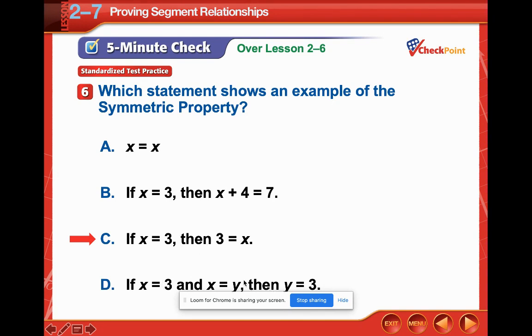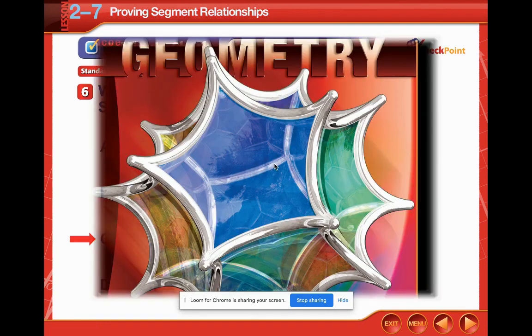I don't know if you guys could notice this. This would be D. D is transitive, okay? And also, I don't know if you guys noticed, but this up here was substitution, okay? So that's all of it for today.